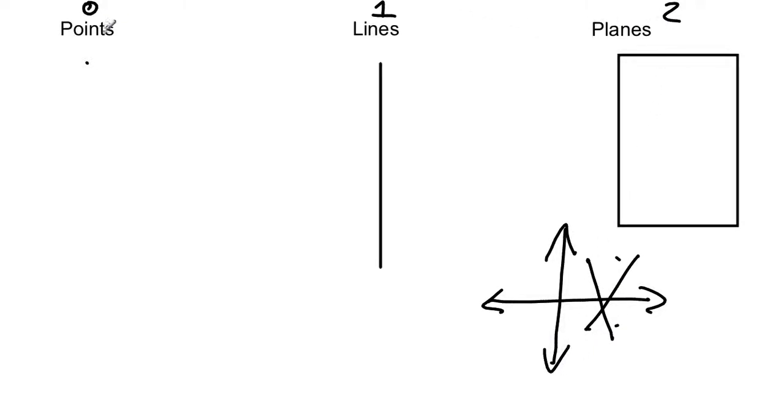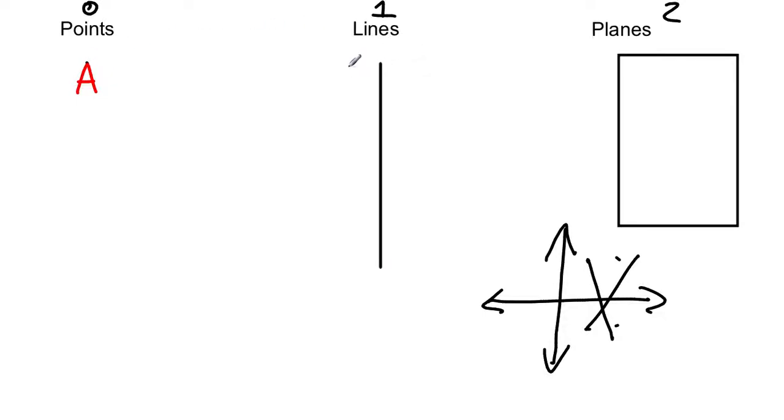So, recapping, points have 0 dimensions, lines have 1 dimension, planes have 2 dimensions. We usually think about this as an x and a y axis. Now, how do we label these? This is the important part. So, in geometry, points get called with capital letters. So, this is point A.